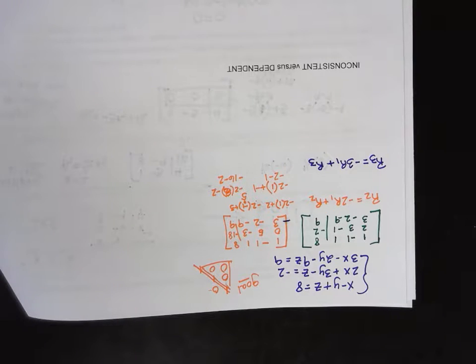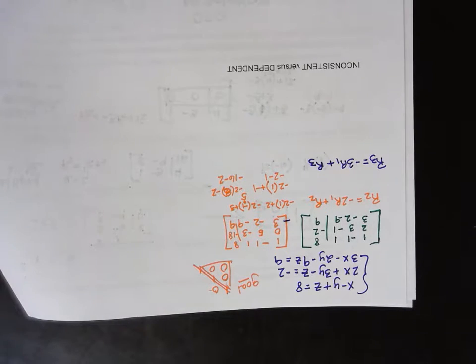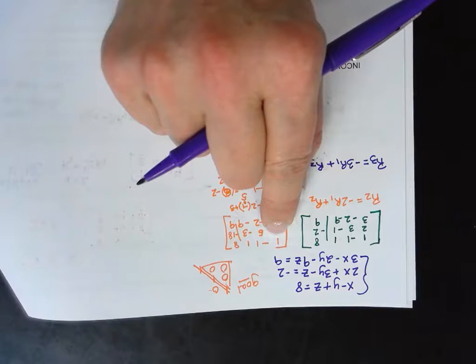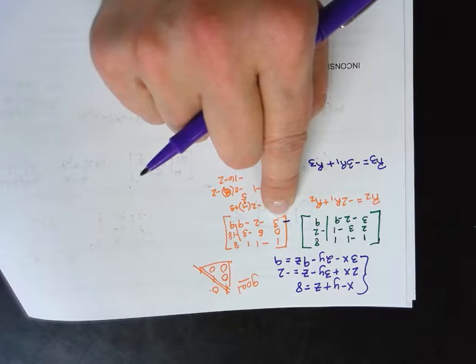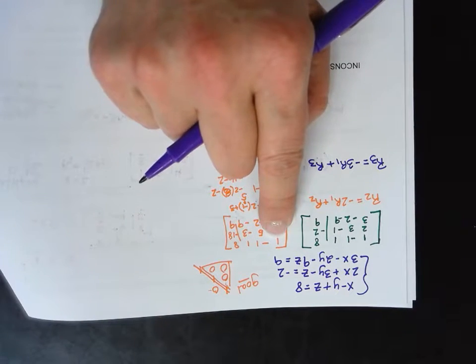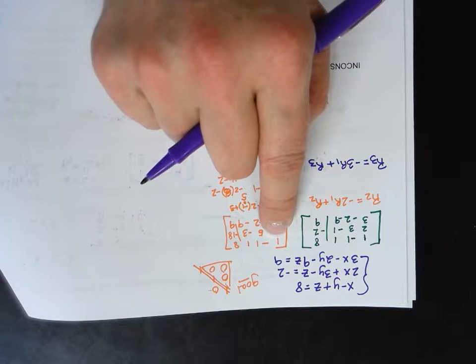Why is it row 1? Because row 1 has a 1, and so I know I'm going to get that opposite sign to make it equal 0. That's not always row 1. It will be row 1 once you have a 1 in that position. Otherwise, you can use any number you need to get to whatever you want.